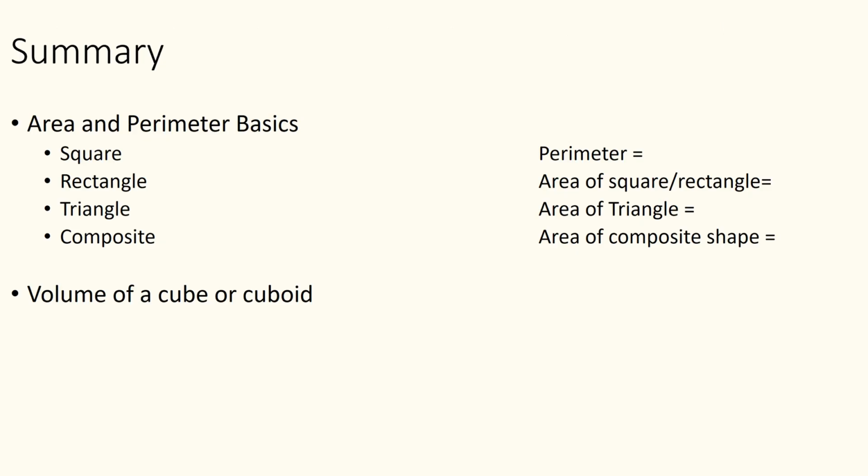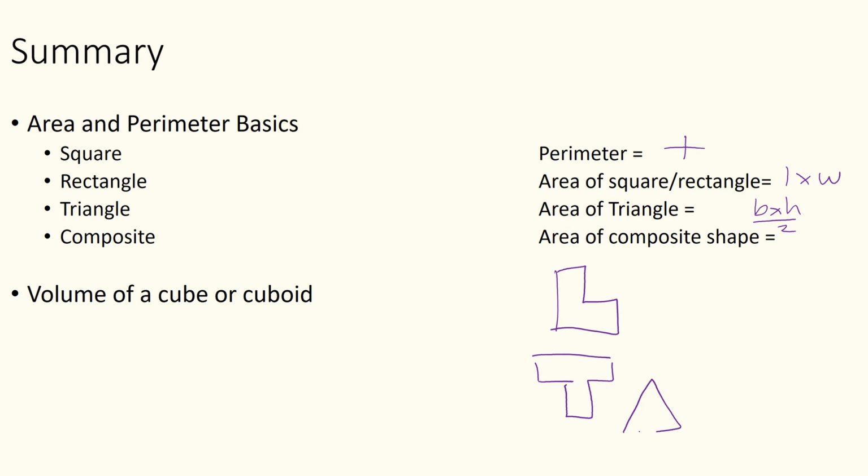And there we go. So just to summarise then, on the left is what we did. On the right is a summary. So perimeter, you're just adding all the way around. Area of a square or rectangle, length times width. Area of a triangle, we call that base times height divided by 2. The area of a composite shape, so for example, it could be an L shape or could be like a T shape. I mean, it could even be like a house shape, you know.